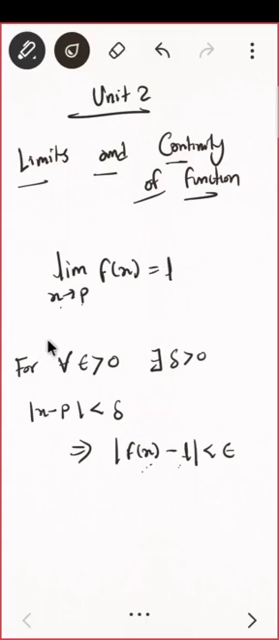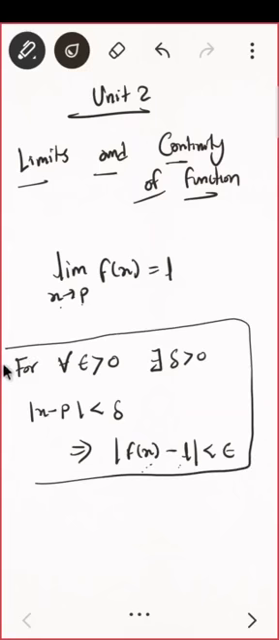Okay, now my question is, can you draw the above thing graphically? What is its meaning? I am giving you any epsilon positive. Say I am giving you epsilon equal to 1. Can you draw this thing graphically? I have already done this thing.